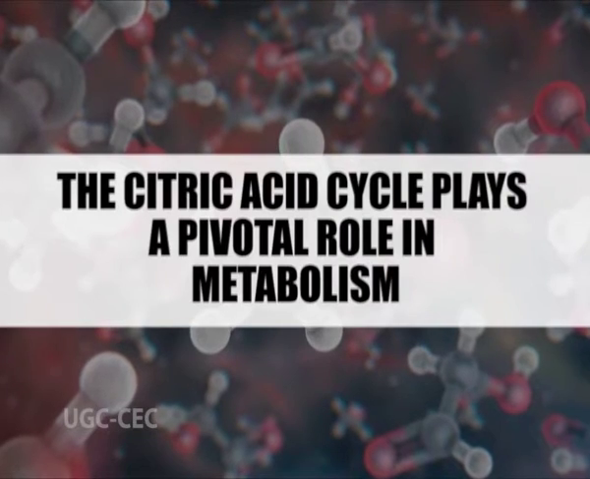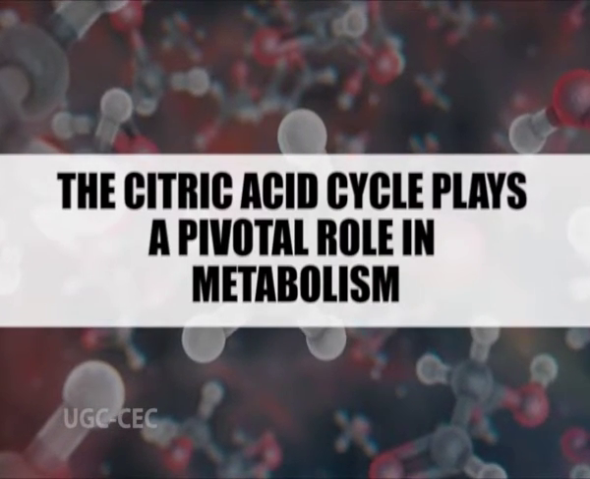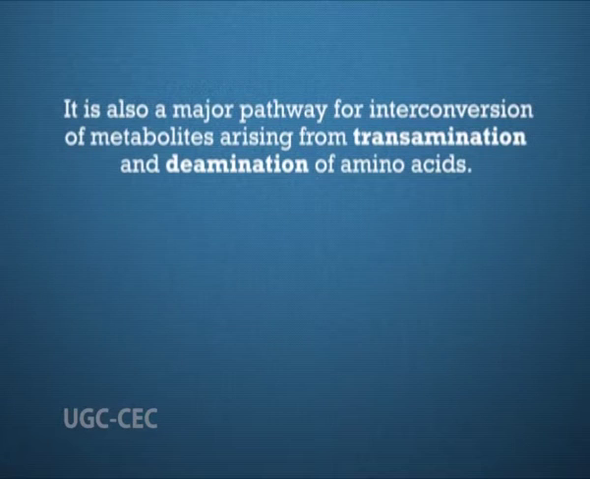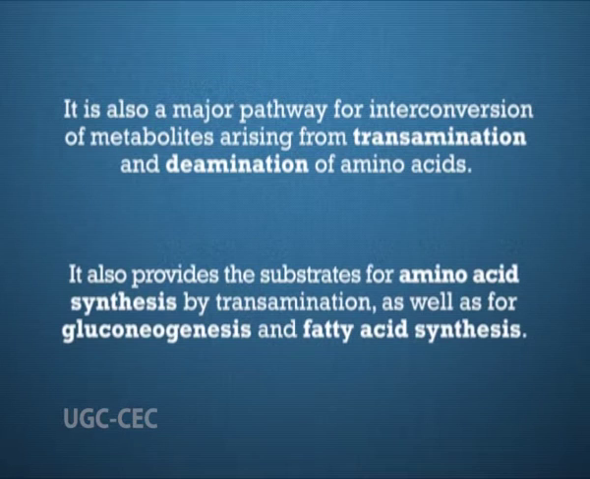The citric acid cycle plays a pivotal role in metabolism. The citric acid cycle is not only a pathway for oxidation of 2 carbon units, it is also a major pathway for interconversion of metabolites arising from transamination and deamination of amino acids. It also provides the substrates for amino acid synthesis by transamination as well as for gluconeogenesis and fatty acid synthesis. Because it functions in both oxidative and synthetic processes, it is amphibolic.